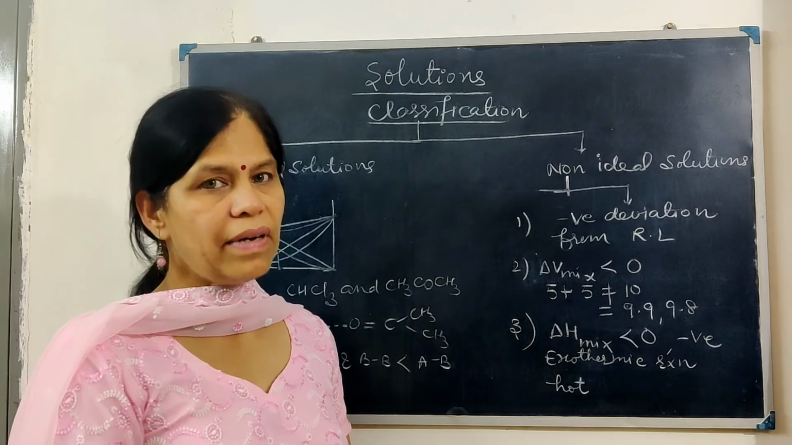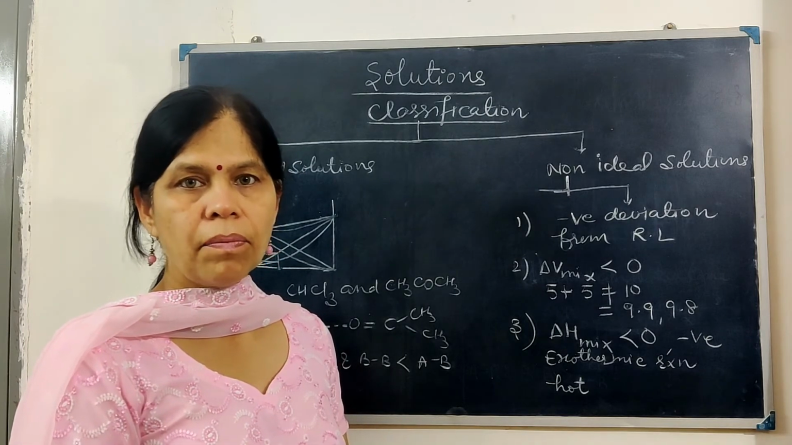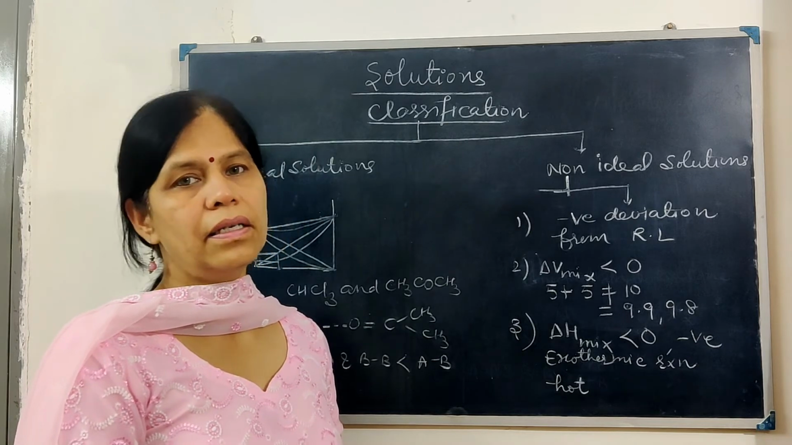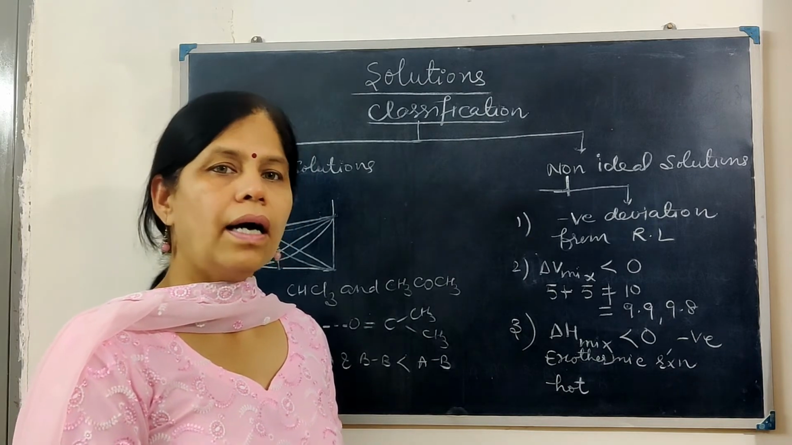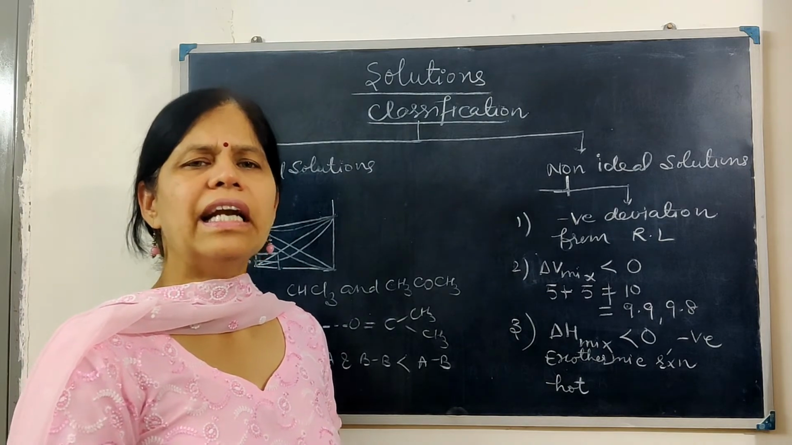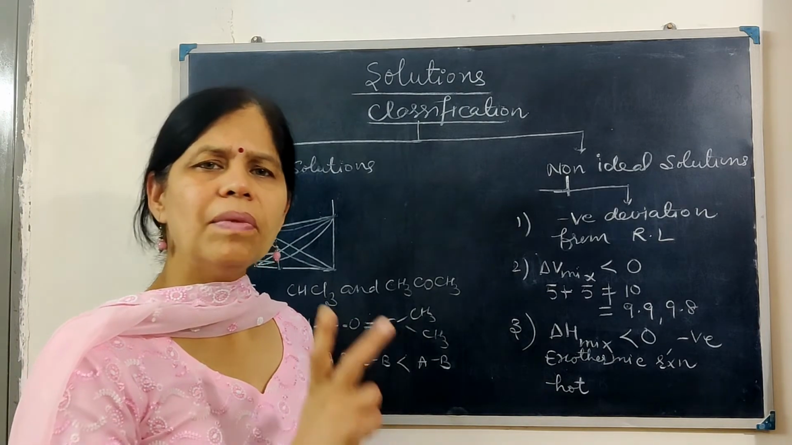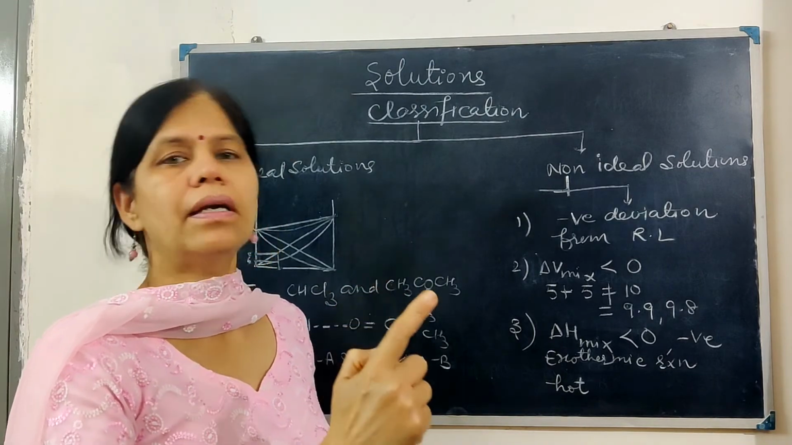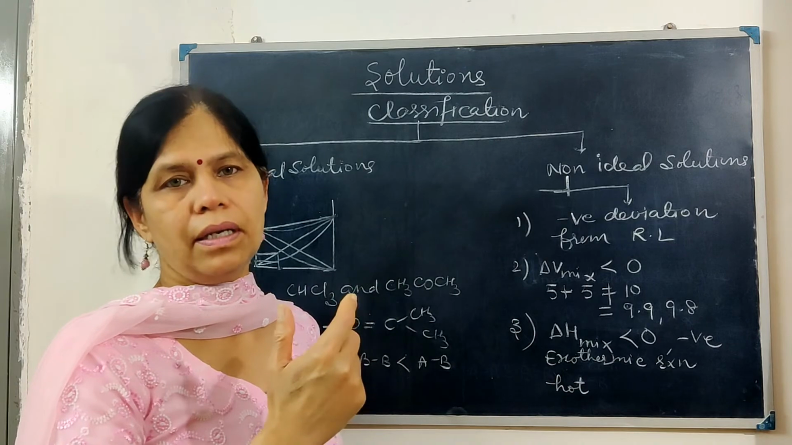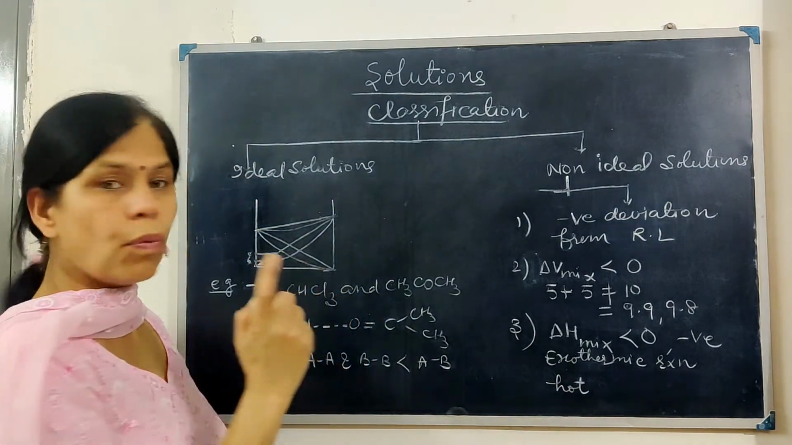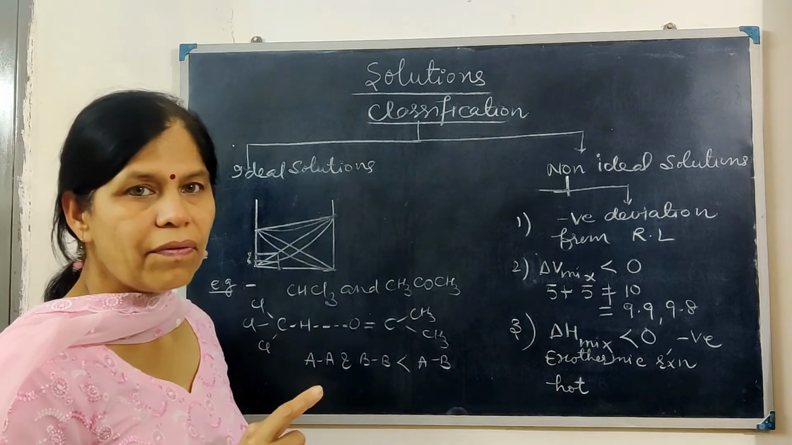Children, let me revise what we have done till now. Till now we have done, there are two types of solution. One is ideal solution, other is non-ideal. Ideal, which obeys Raoult's law at all concentration. Delta H mixing is 0, delta V mixing is 0, and why? Because AA interactions and BB interactions are equal to AB interaction. And then we have done non-ideal solution, which shows positive deviation as well as negative deviation.